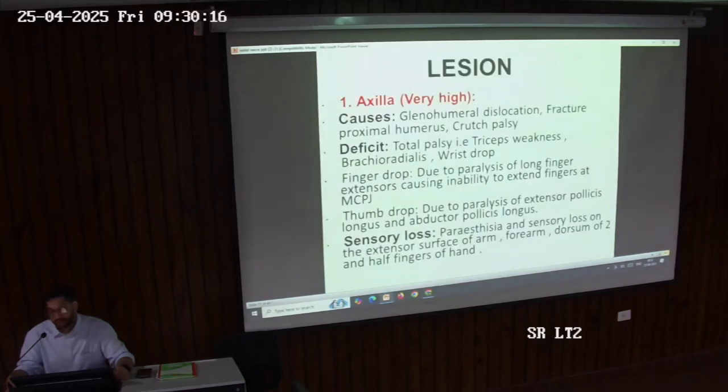Radial nerve injury can be at various levels. That is at the axilla, which is a very high lesion, mainly caused by glenohumeral dislocation, fractures of the proximal humerus, and known as crutch palsy. In patients who have fractures, they walk with crutches. The deficit here will be triceps weakness, brachioradialis and wrist joint palsy, and finger drop and thumb drop will be present.